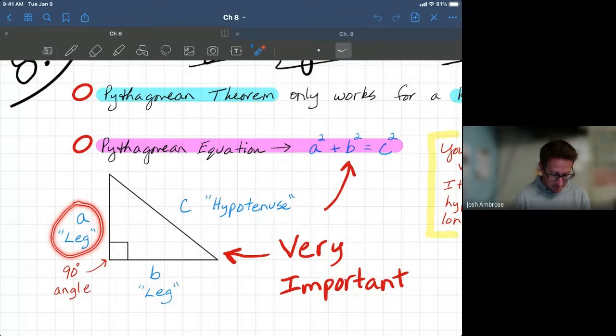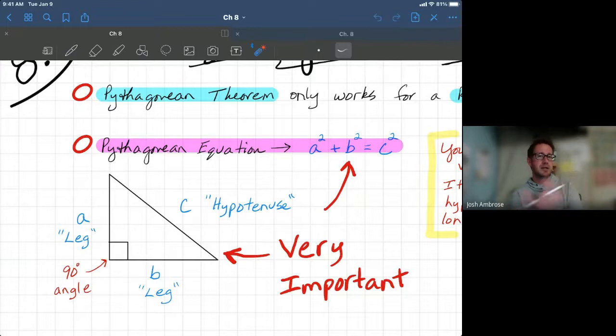A is considered to be one of the legs, so is b. A and b are actually interchangeable. Like you could switch their locations in the equation, like b could go here and a could go here, and that doesn't change it because they're both on the same side. But what you really have to make sure is that the c value is always over by itself. C goes with the hypotenuse.